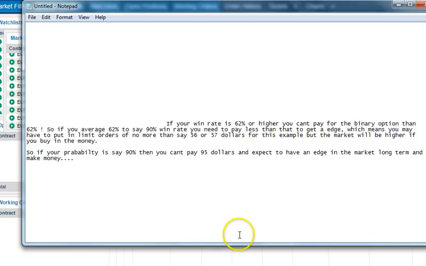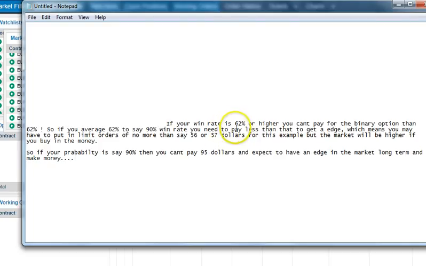So just as an example, you have to know your probabilities or your win rate. If you know your win rate, and your probability is higher than 62%, you're going to make money on average. If your probability is 55, 56%, you may break even, but you probably lose money over time. So you wouldn't want to take those trades anyways.